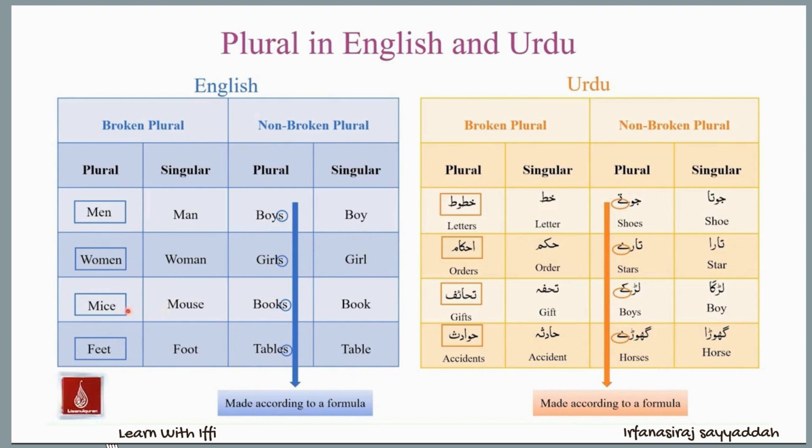Mouse does not become mouses, or foot does not become foots. Rather, mouse becomes mice, foot becomes feet, meaning that there is no defined formula according to which these plural words are made. Similarly, in Arabic, we will have plurals that are made according to a formula and plurals that are not made according to a formula.